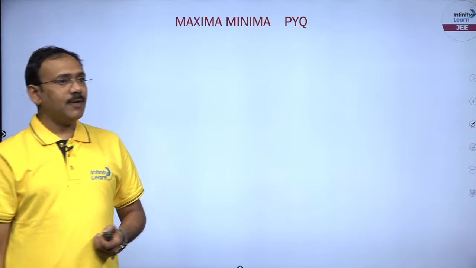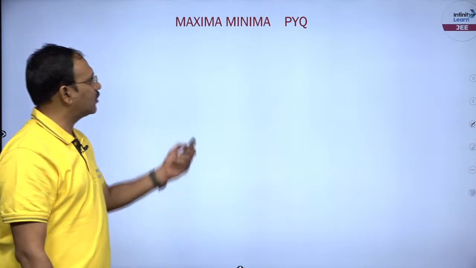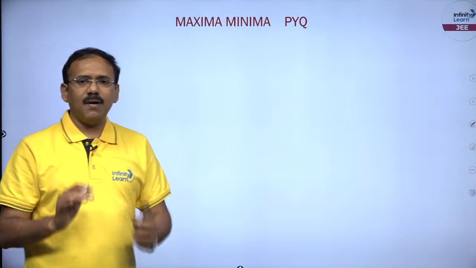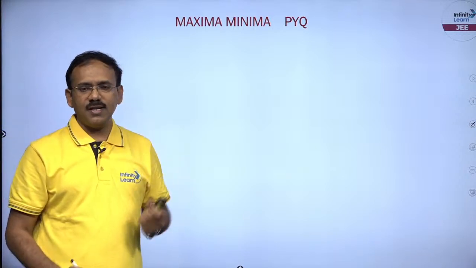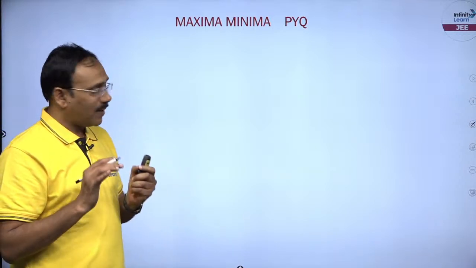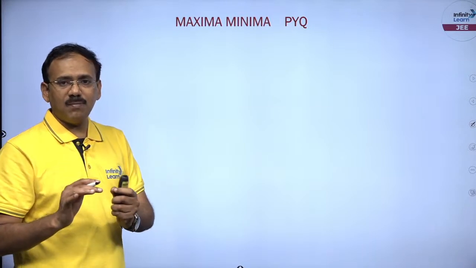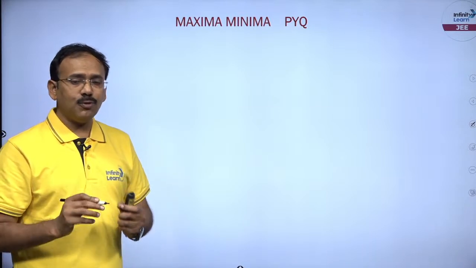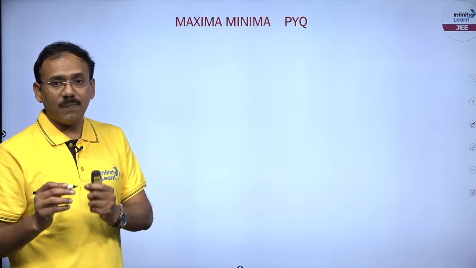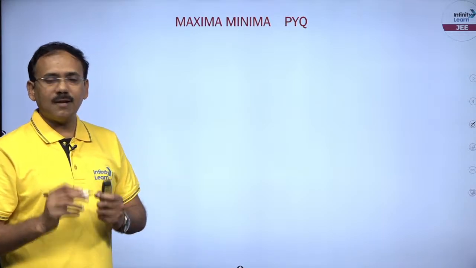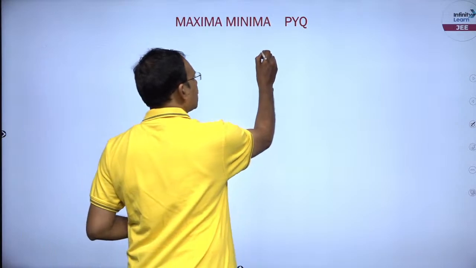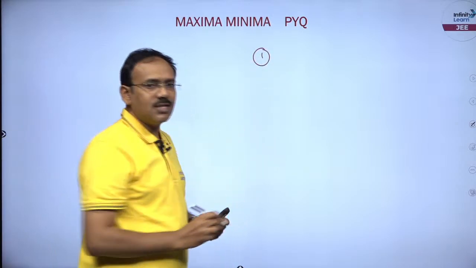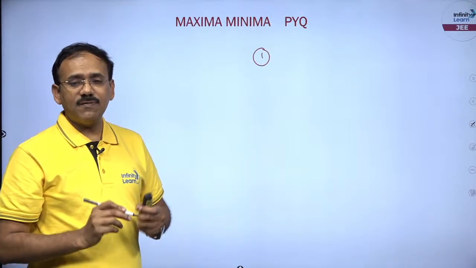Coming to the point. In maxima and minima, what you need to know, dear students, is what local maximum and local minimum are. Now, how do we check whether a function has a local maximum or local minimum? There are many methods. One of the best methods is the first derivative test. What is the first derivative test?